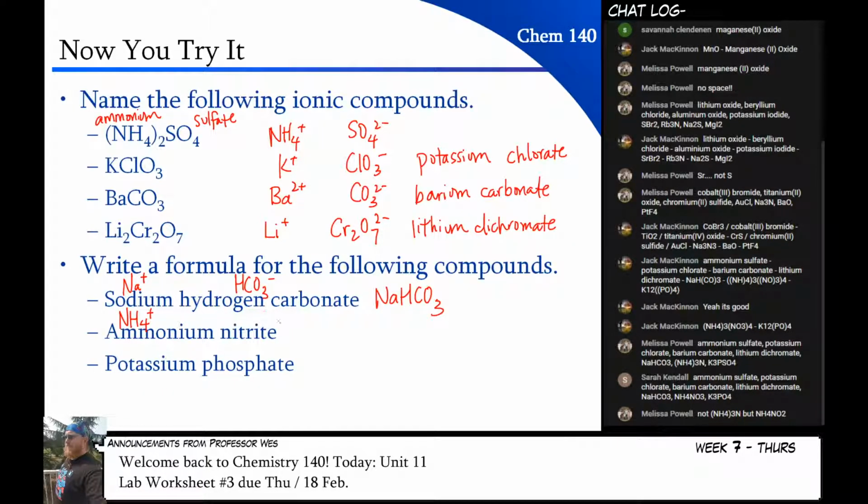Ammonium is that. Nitrite is NO2-. Be careful, because there are a bunch of these where only this letter changes. So there's nitrite and nitrate. Oops, I guess that would be this one. And then nitride. Nitride is N3-. Nitrate is NO3-. So be careful. And yes, I am going to give you those on purpose just to make sure you're paying attention. And then potassium phosphate. There you go.